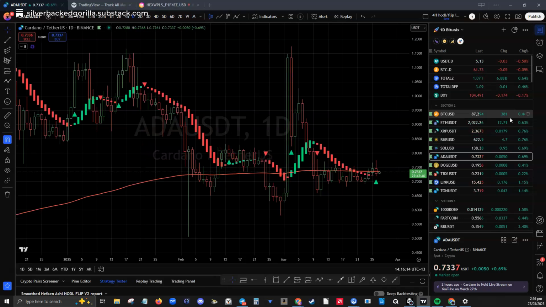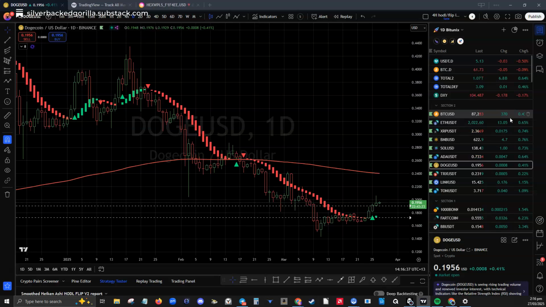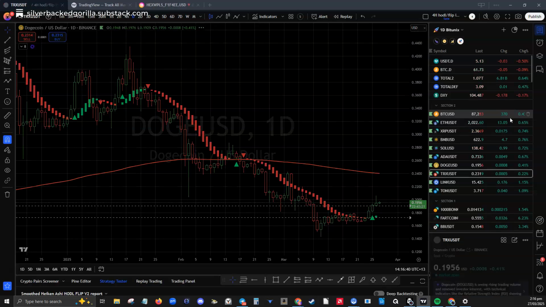ADA, even if you're providing liquidity, you're going to have impermanent loss for 53 days. It's not like it went away for 53 days and then came back. It still needs more market adoption to get back to where it was. So anyway, ADA has now turned to an uptrend. Doge has now just turned to an uptrend too.